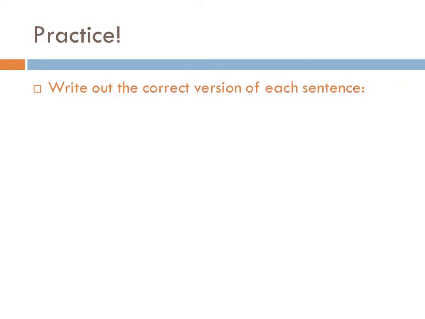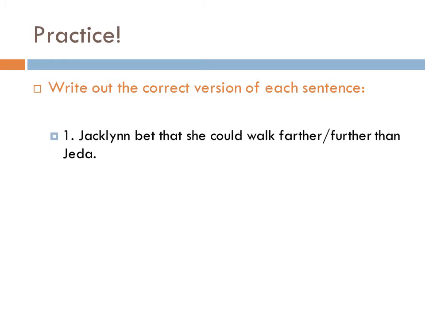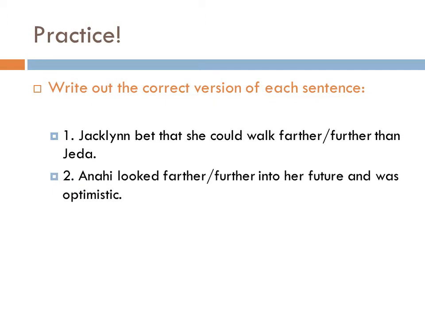Alright, it's practice time. So write out the correct version of each sentence. You're going to want to write out the whole sentence using the correct word. Number 1. Jacqueline bet that she could walk farther/further than Jetta. So what you're going to do is write out the sentence using the correct word. Anna-E looked farther/further into her future and was optimistic. Again, write out the whole sentence using the correct word.